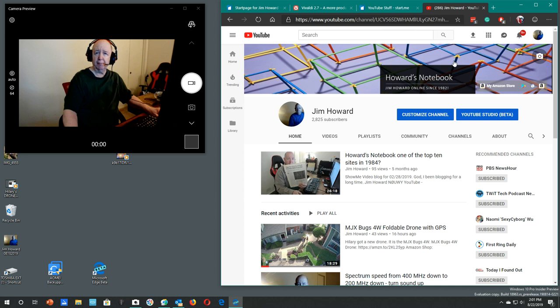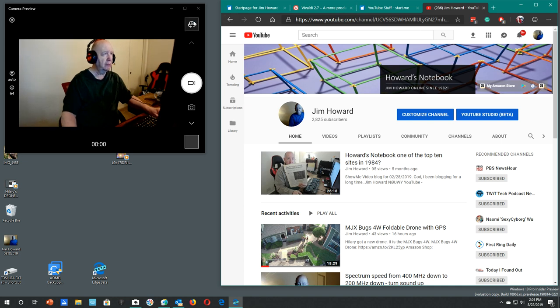Let's see which camera is working. Ah, my Logitech Brio. It's a USB camera. It's about $200, which I believe is the current price. In my opinion, that's a little too much money for it, considering what other things you can do. But it is a nice camera.